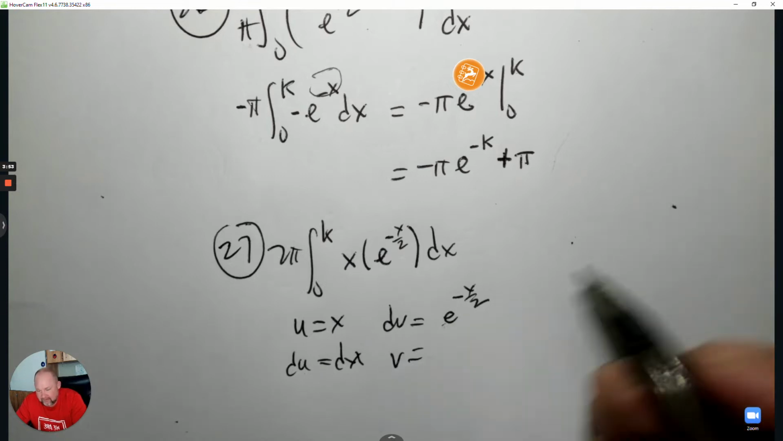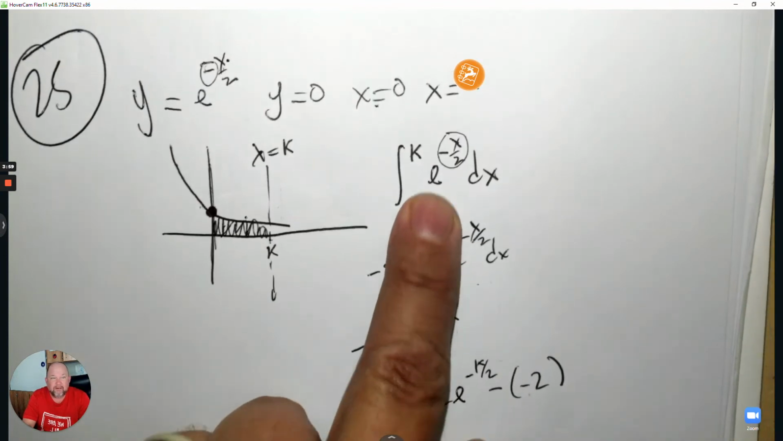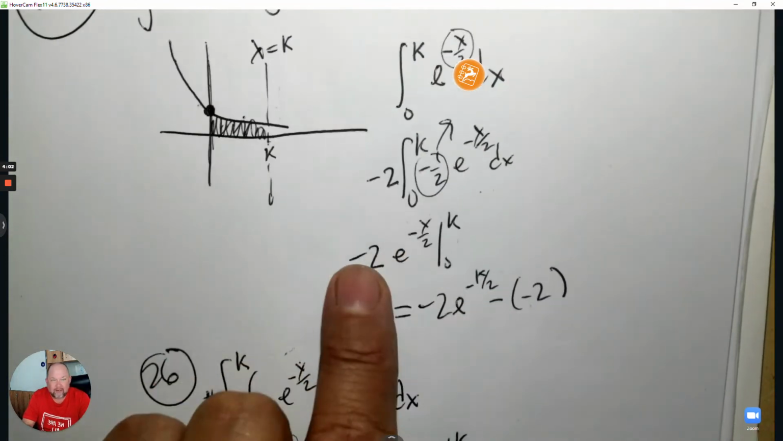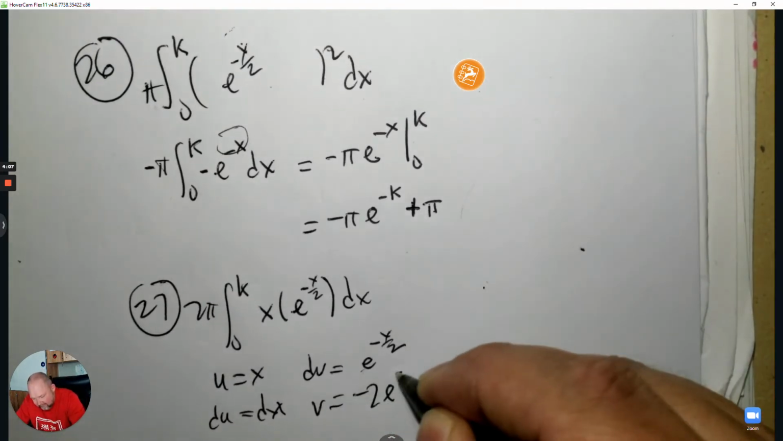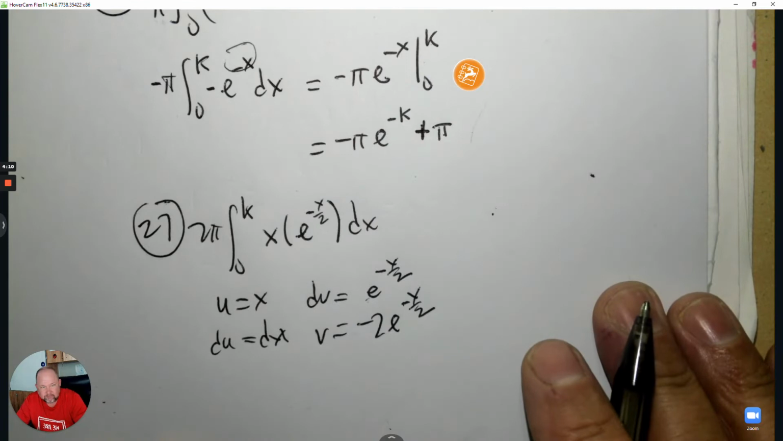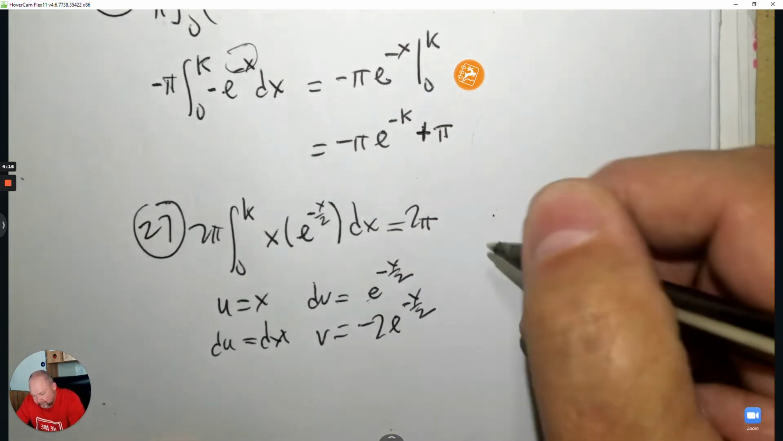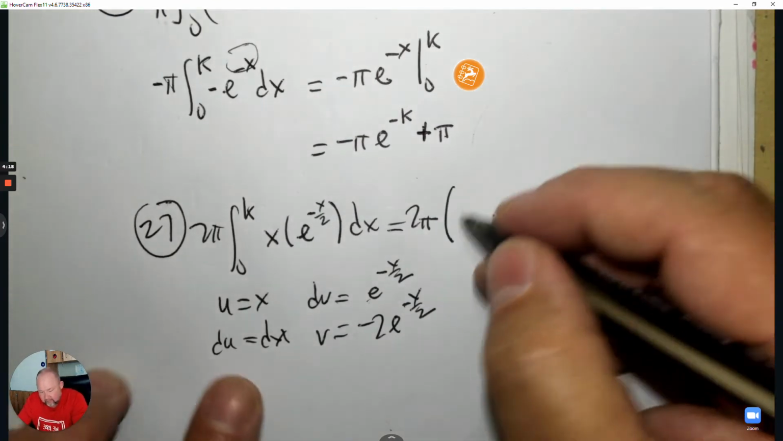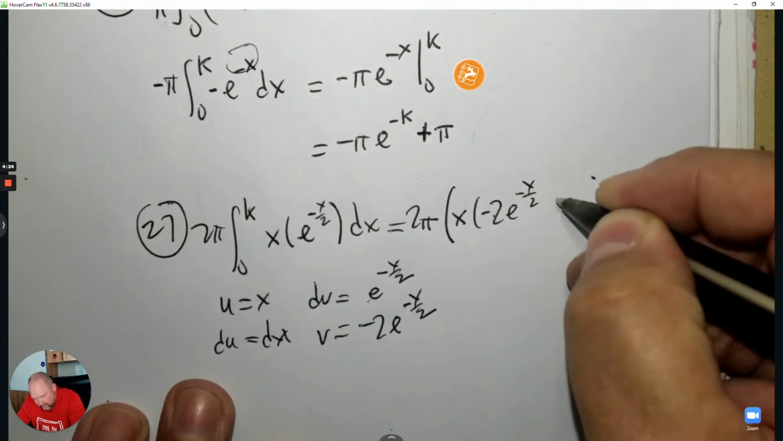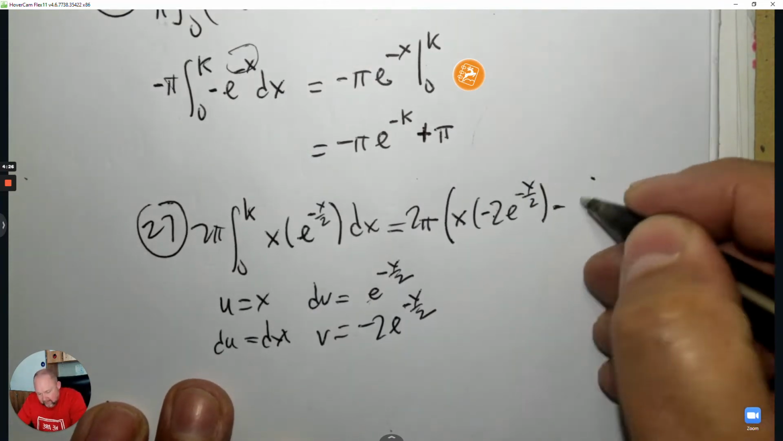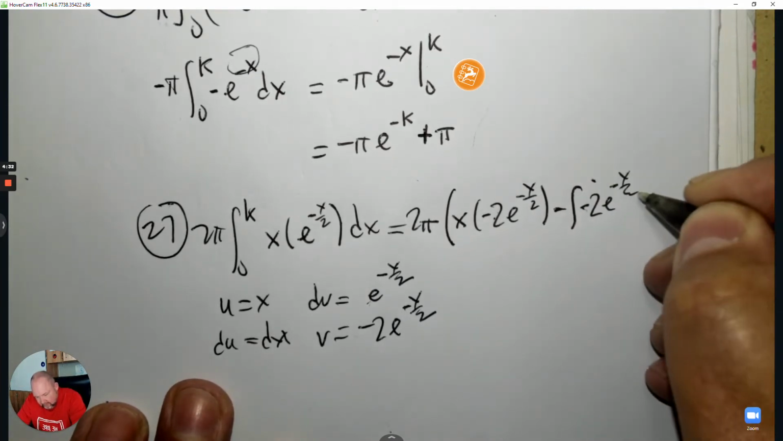If I integrate this, didn't I already integrate this way up here? So when I integrated e to the negative, what answer did I get? I got negative 2 e to the negative that. So negative 2 e to the negative x over 2. The formula is uv minus the integration of v du.